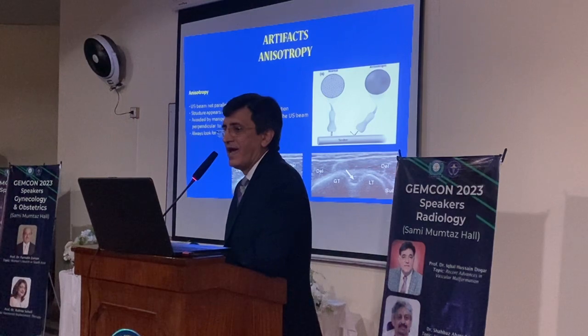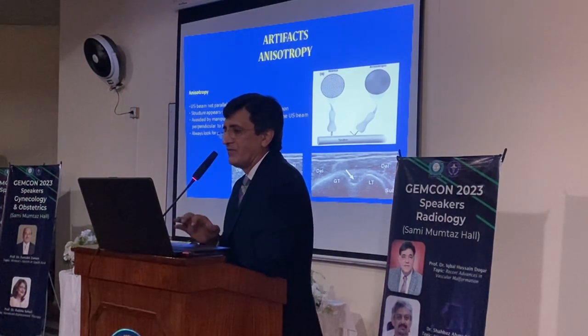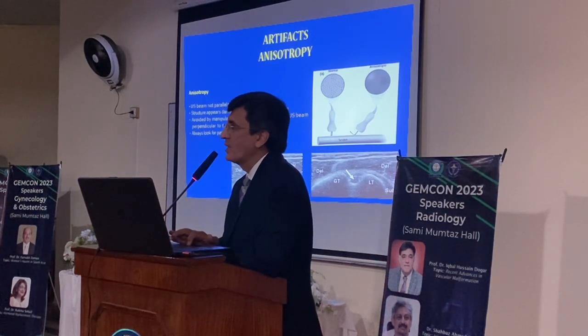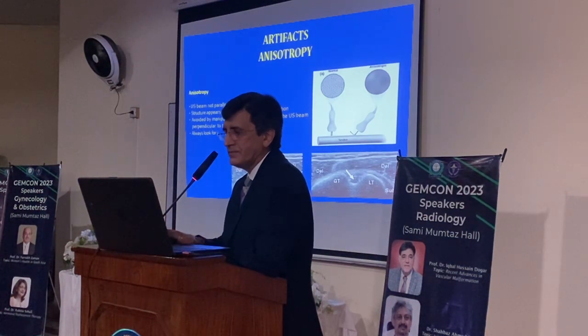This is called anisotropy. Anisotropy is an inhomogeneity. If the beam is not parallel to the scanning structure, we are not able to see the tendon underlying which we are focusing on, so it will look like a hypoechoic structure. We have to test this by tilting the probe, otherwise we are going to wrongly evaluate it as a pathology.